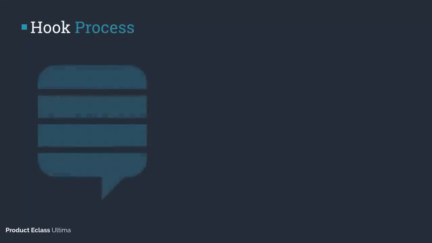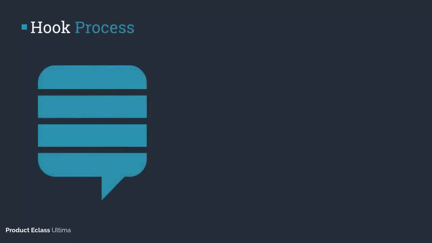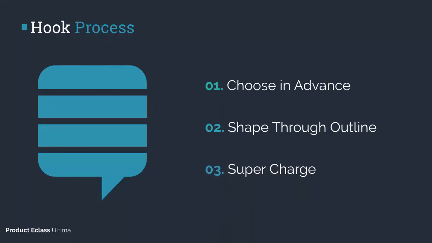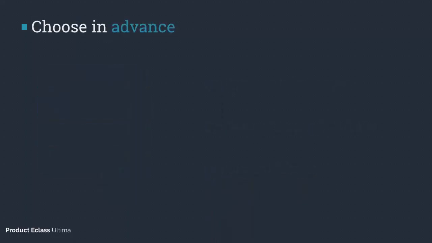Hey, Jason Fallon here, and in this video we're going to talk about the hook process. There's only 3 steps you have to be focused on. First one is choosing it in advance. The second one is shaping it through the outline, and the third step is supercharging it. So let's start with choosing it in advance.